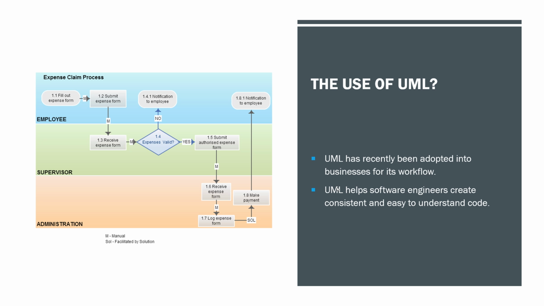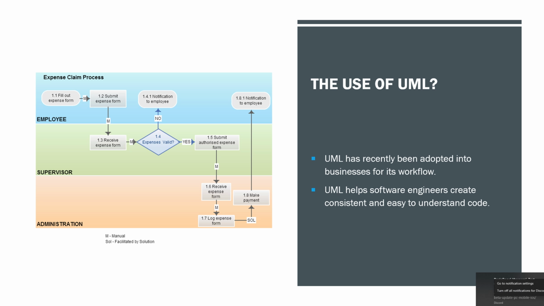So the second part of UML, like I said, is that it also benefits software engineers. It creates consistent and easy to understand code. That means, like before, it is a unified language that should allow anyone to come up and see what's going on with that modeling language, and should help you understand what's going on in the code and what you're trying to get at.